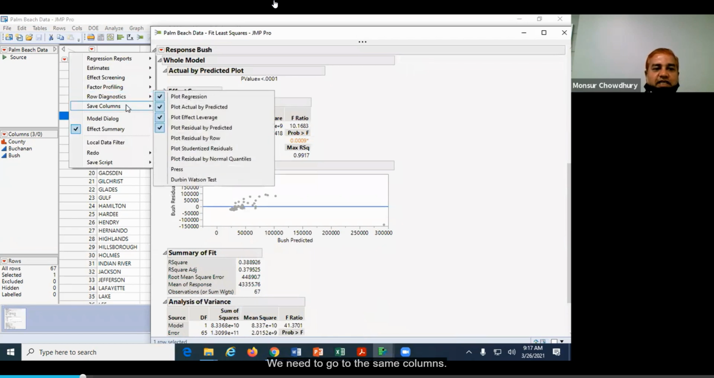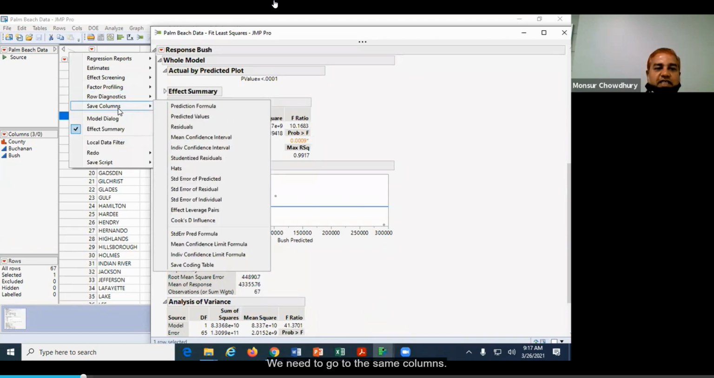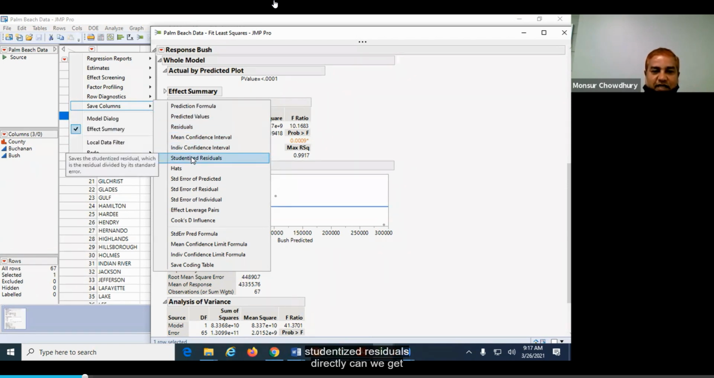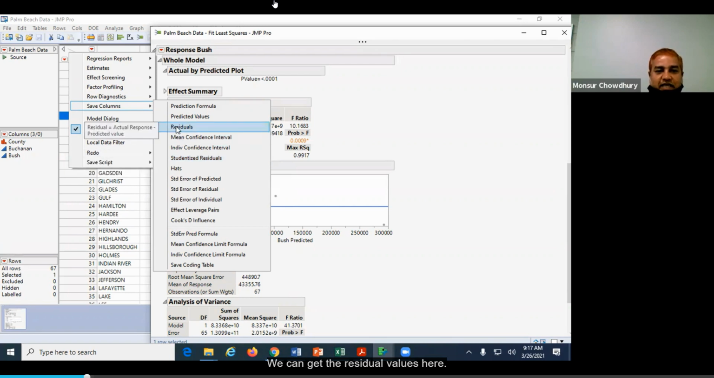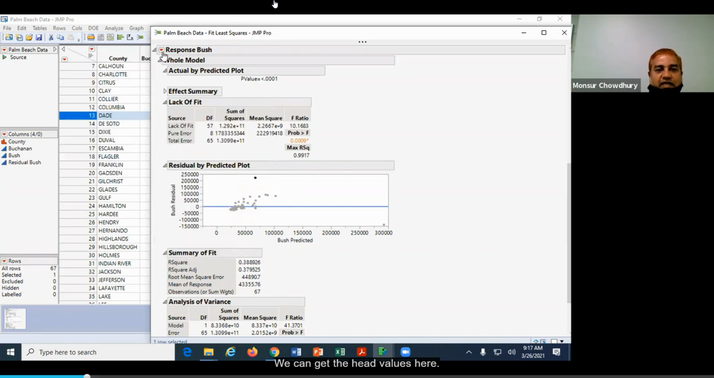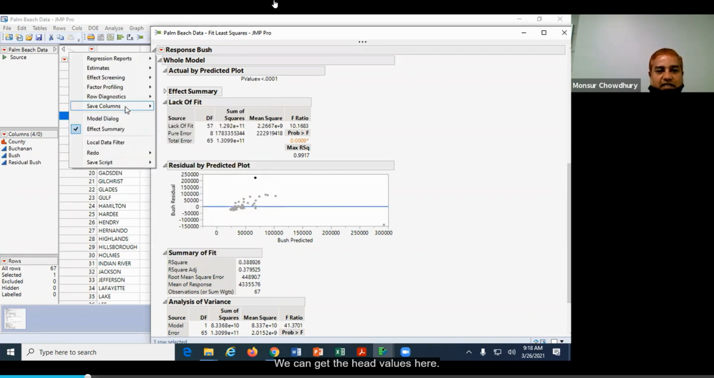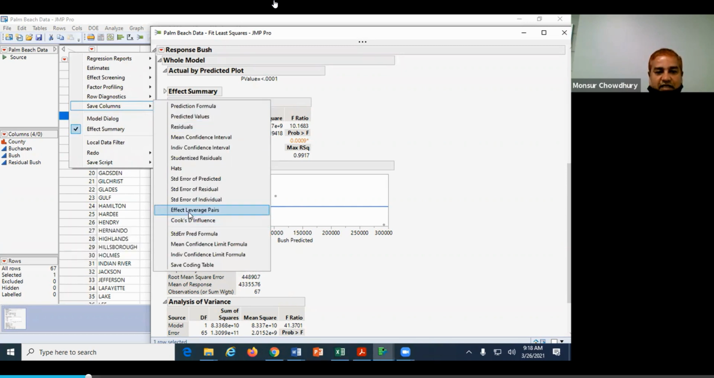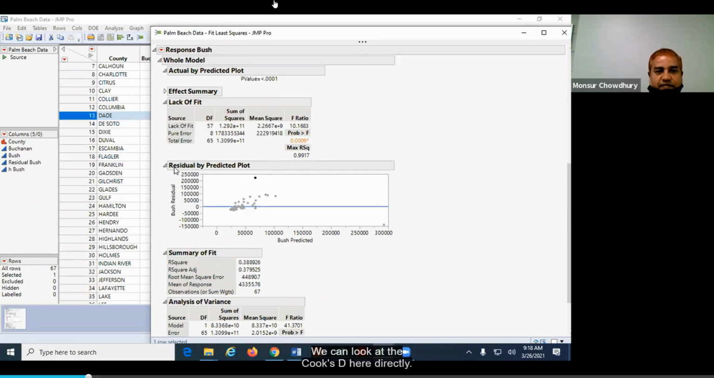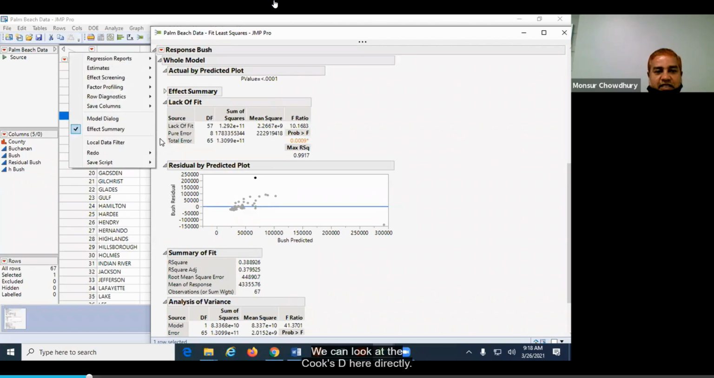Okay, so we need to go to the save columns. We know that studentized residuals can be obtained directly, but studentized deleted residuals you have to calculate. Now we can get the residual values here. We can get the hat values here. We can look at the Cook's D here directly.